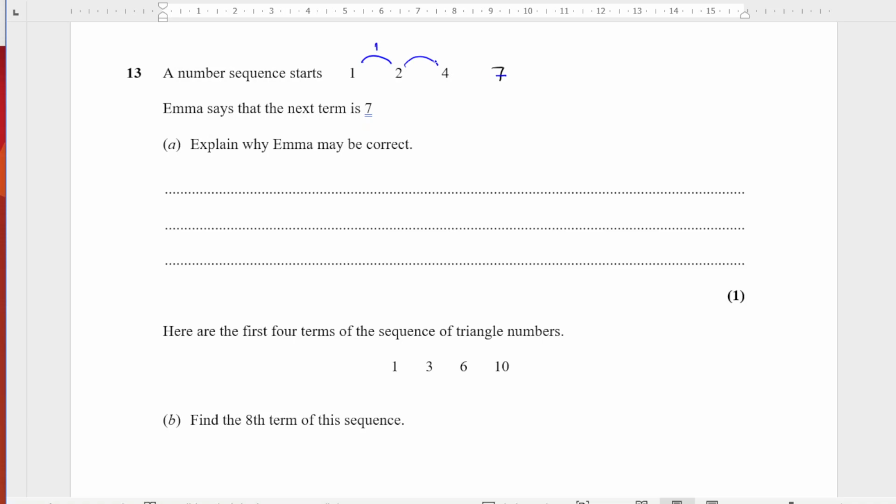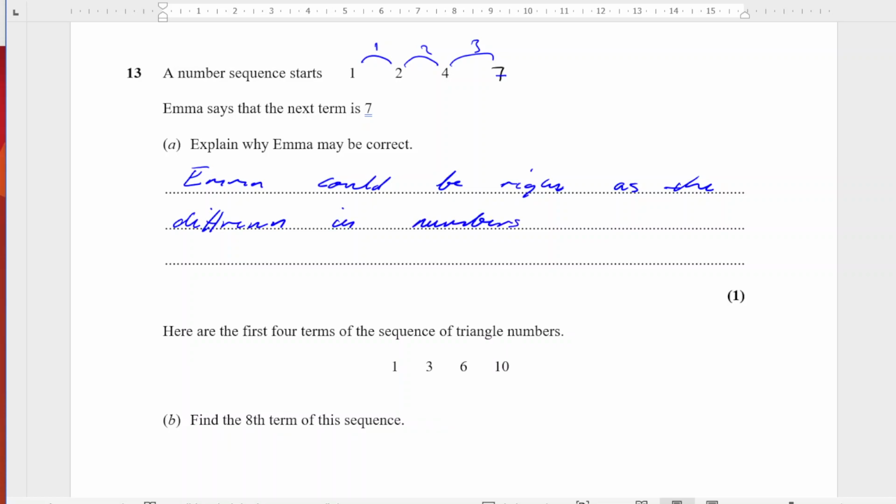That number would go up by 1. That number would go up by 2. That number would go up by 3. So Emma could be right, as the difference in numbers is increasing by 1 each time.